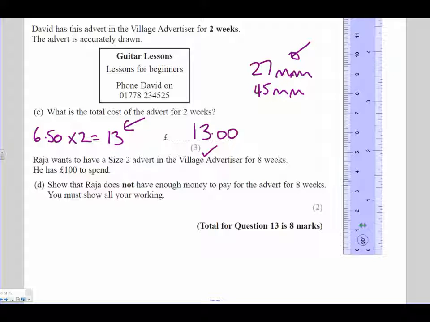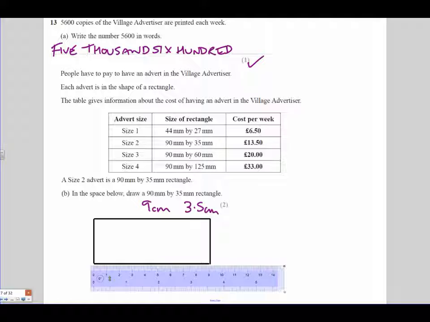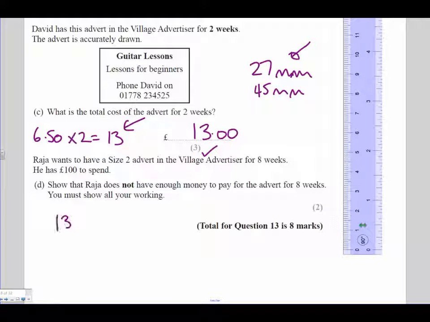Raja wants to have a size 2 advert in the Village Advertiser for 8 weeks. He has £100 to spend. Show that Raja does not have enough money to pay for the advert for 8 weeks. You must show your working out. So a size 2 advert is £13.50. So we have £13.50 and he wants to run it for 8 weeks.